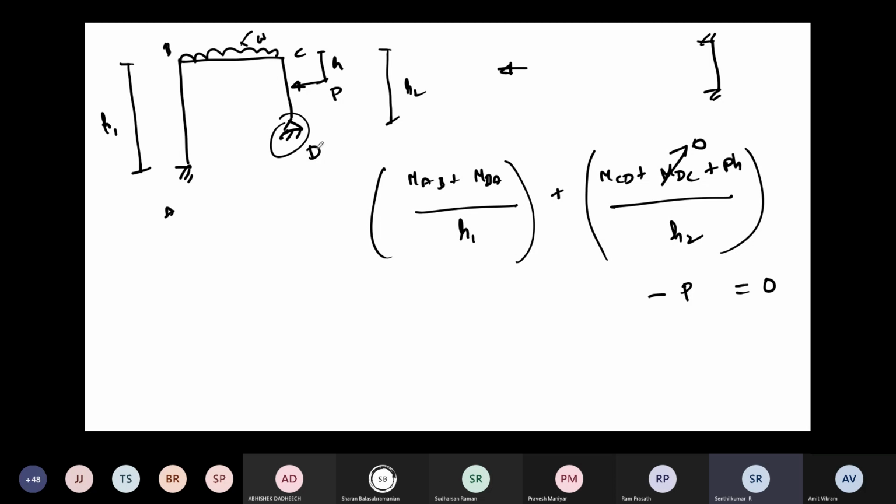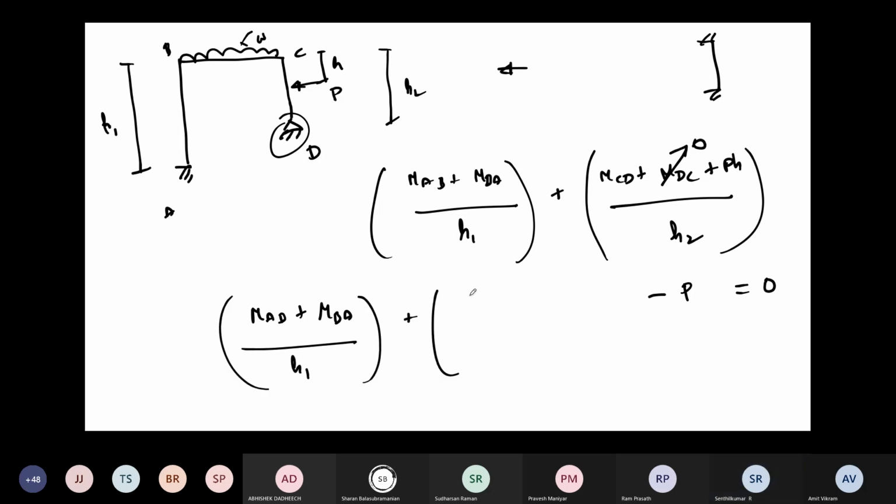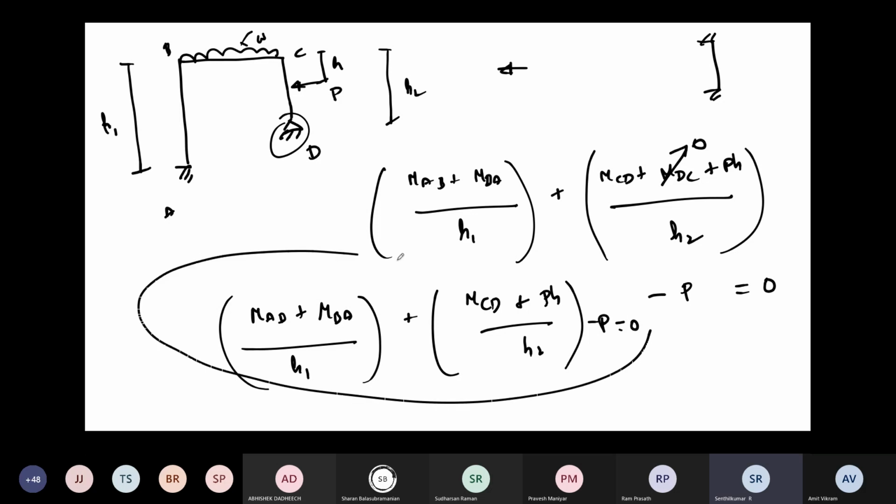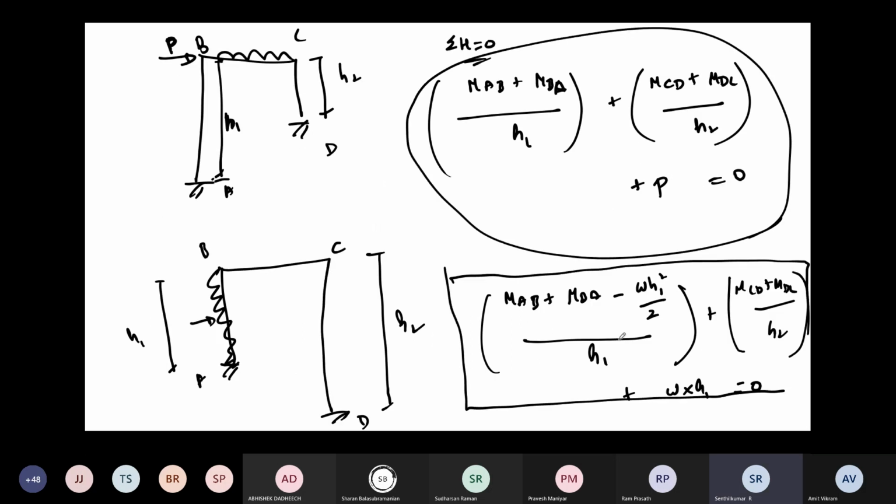Even though you are applying the slope deflection equation with theta D, sometimes theta A is a fixed support, so we keep theta A as 0, right? Like that only. So the final equation will be (MAB plus MBA) by H1 plus MCD. The moment will be there, but for a pin support, that moment won't be there. Plus PH by H2 minus P equal to 0. This is your shear equation for this. Okay, this is your shear equation.